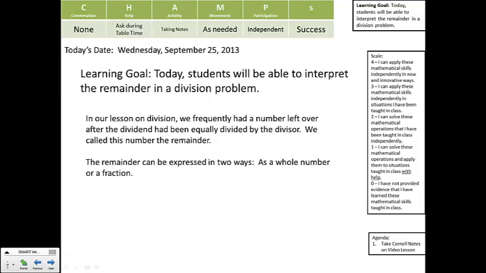There's two ways to express a remainder. The way that we've been doing it is a whole number. We'd write the R to say that that's the remainder, and then we'd write the number that we got when we subtracted at the end. Another way that we can do it is to write that remainder as a fraction. The remainder would be the numerator in the fraction, and the divisor in our division problem would be our denominator. So let's go ahead and look at some examples and see how that works.